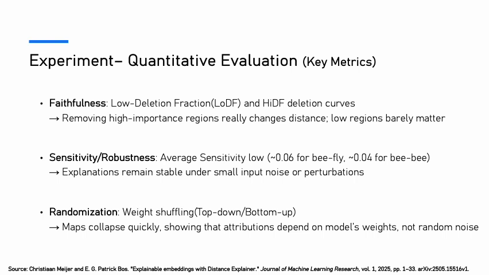Second, sensitivity and robustness. Average sensitivity was very low, about 0.16 for bee versus fly, for example. So the explanations stay stable even with small noise or perturbations. Finally, randomization. When the model's weights were shuffled from top to bottom or bottom to top, the attribution maps collapse quickly. This shows they depend on the trained weights, not random chance. Overall, the results show the method provides explanations that are both faithful and reliable.